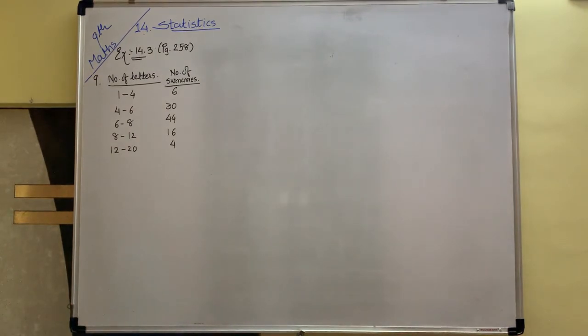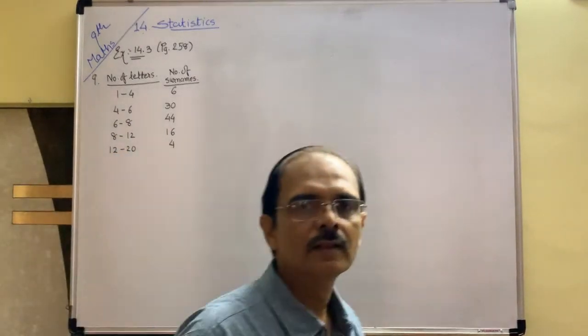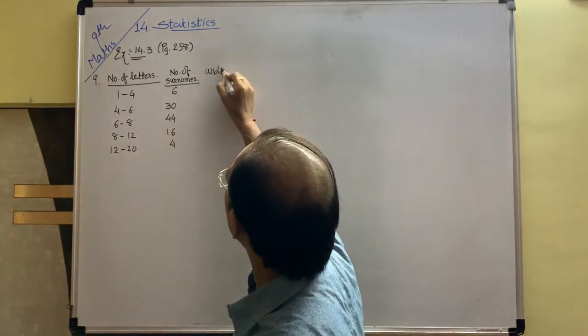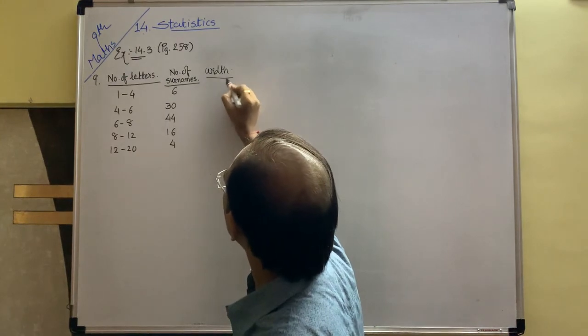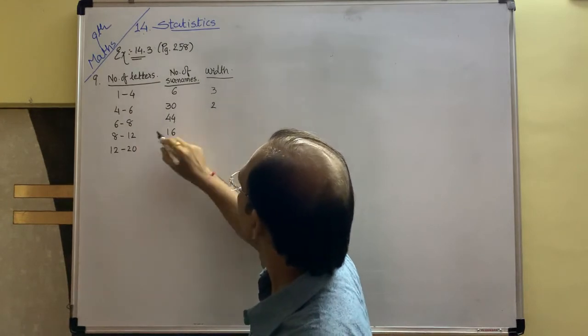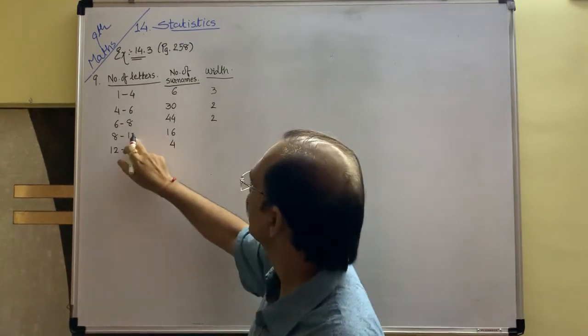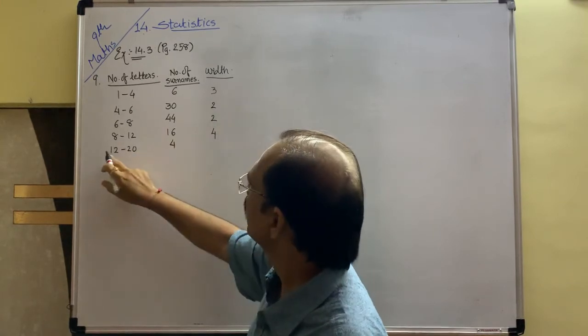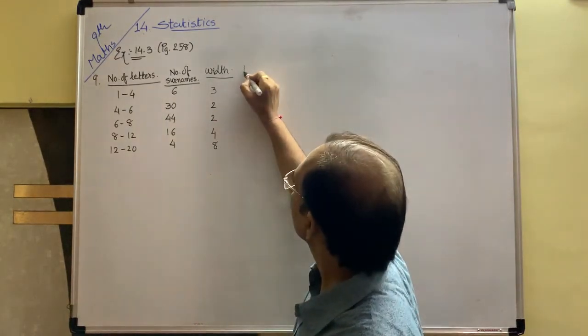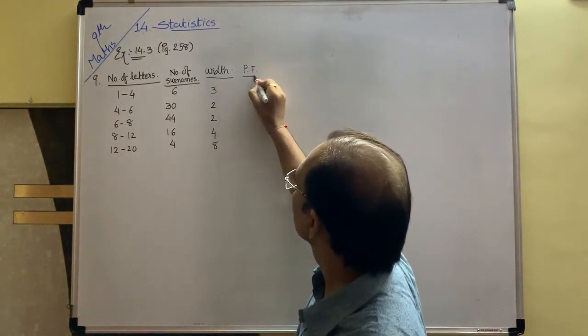So once again, see the question. The data is what? 1 to 4, 4 to 6, 6 to 8, then 8 to 12, then 12 to 20. So here the class widths are varied, so you have to find first what? The width of the class. 4 minus 1 is 3, 6 minus 4 is 2, 8 minus 6 is 2, 12 minus 8 is 4, and 20 minus 12 is 8. Okay?